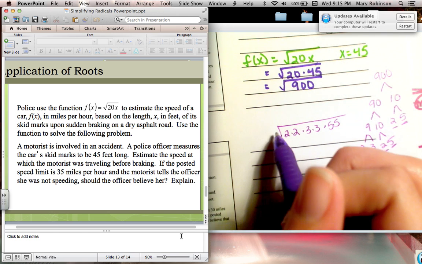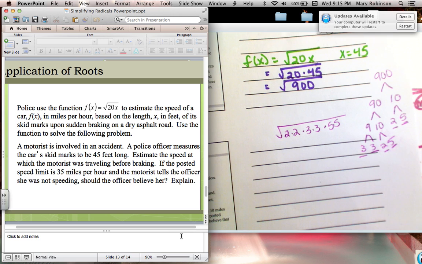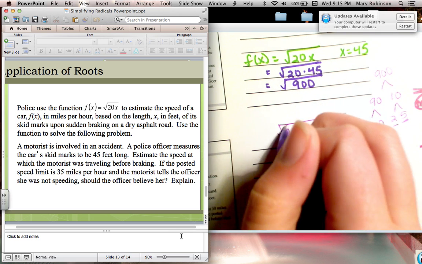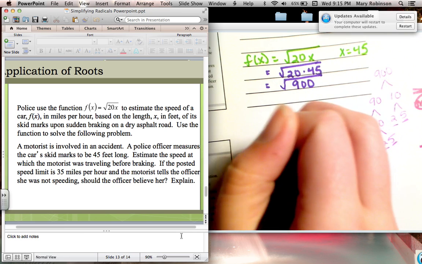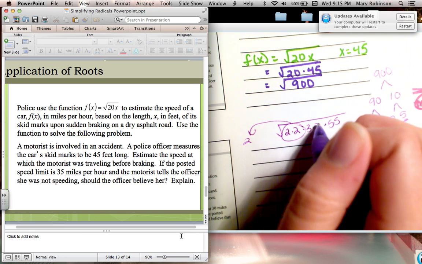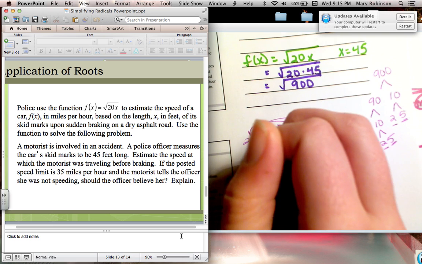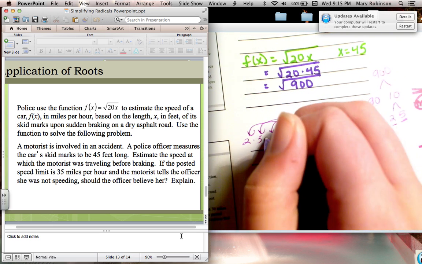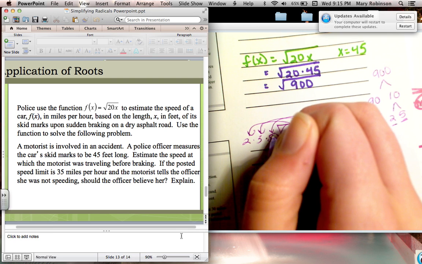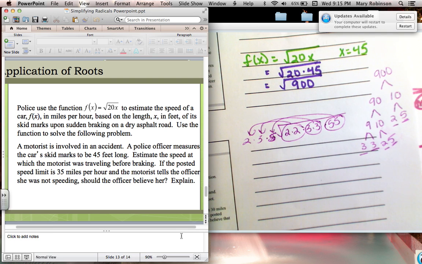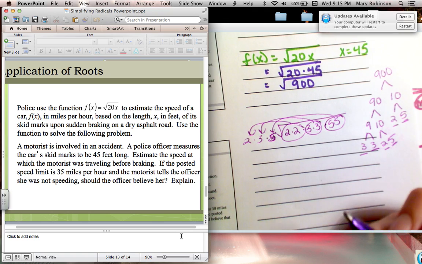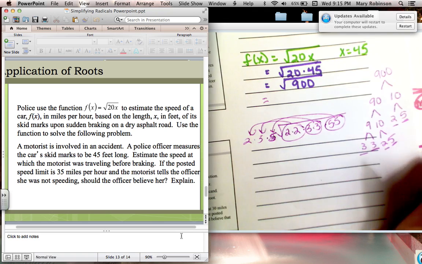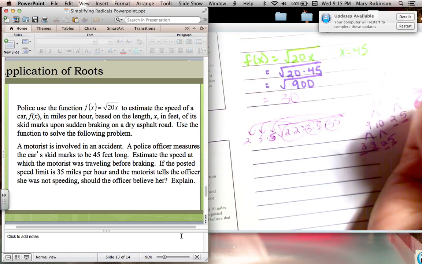So remember, if there's not a number there, you automatically assume it's a 2 for square root. Always. So we have 2 2's that come out, 2 3's, and 2 5's, which means we're left with nothing under the radical. 2 times 3 is 6, and 6 times 5 is 30. So the square root of 900 equals 30.